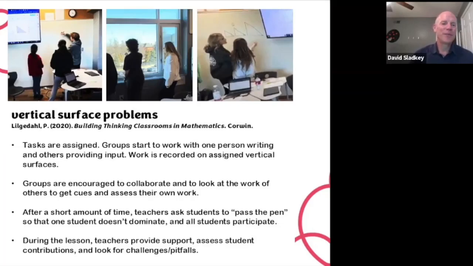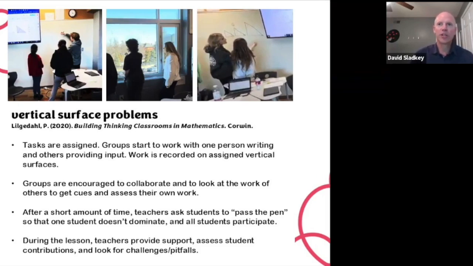As you see in the pictures above, we get students up and moving. You look at the wall, on the glass, they're in groups, they're engaged. It's just magical. So first of all, we give a task, and then the students are working in groups of 3 at the board with one pen.